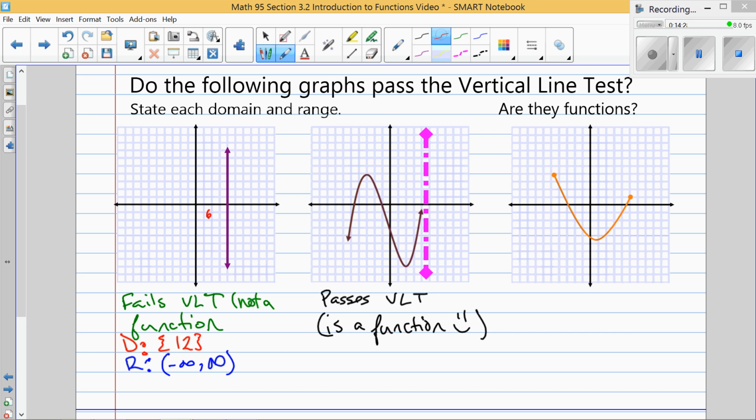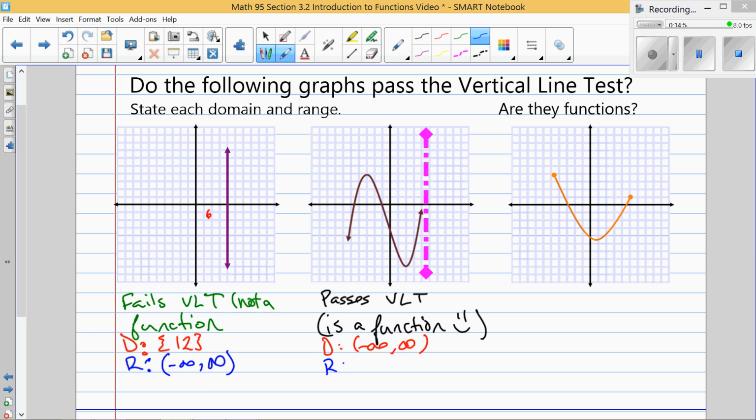So let's look at the domain and range of this function. If I remember, my arrows mean I have the same behavior forever, so my leftmost input, if I imagine this going on forever, is going to be -infinity. And my rightmost input is going to be +infinity.